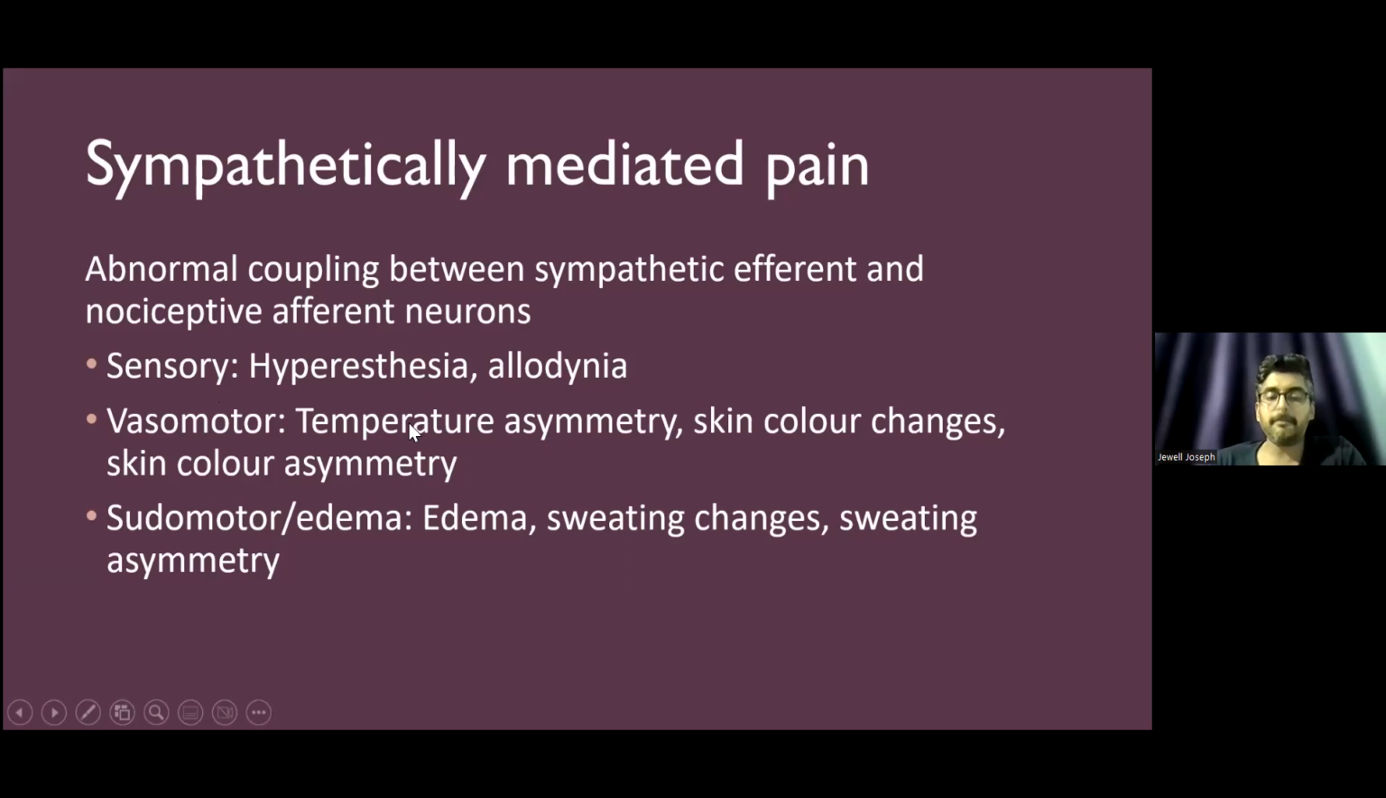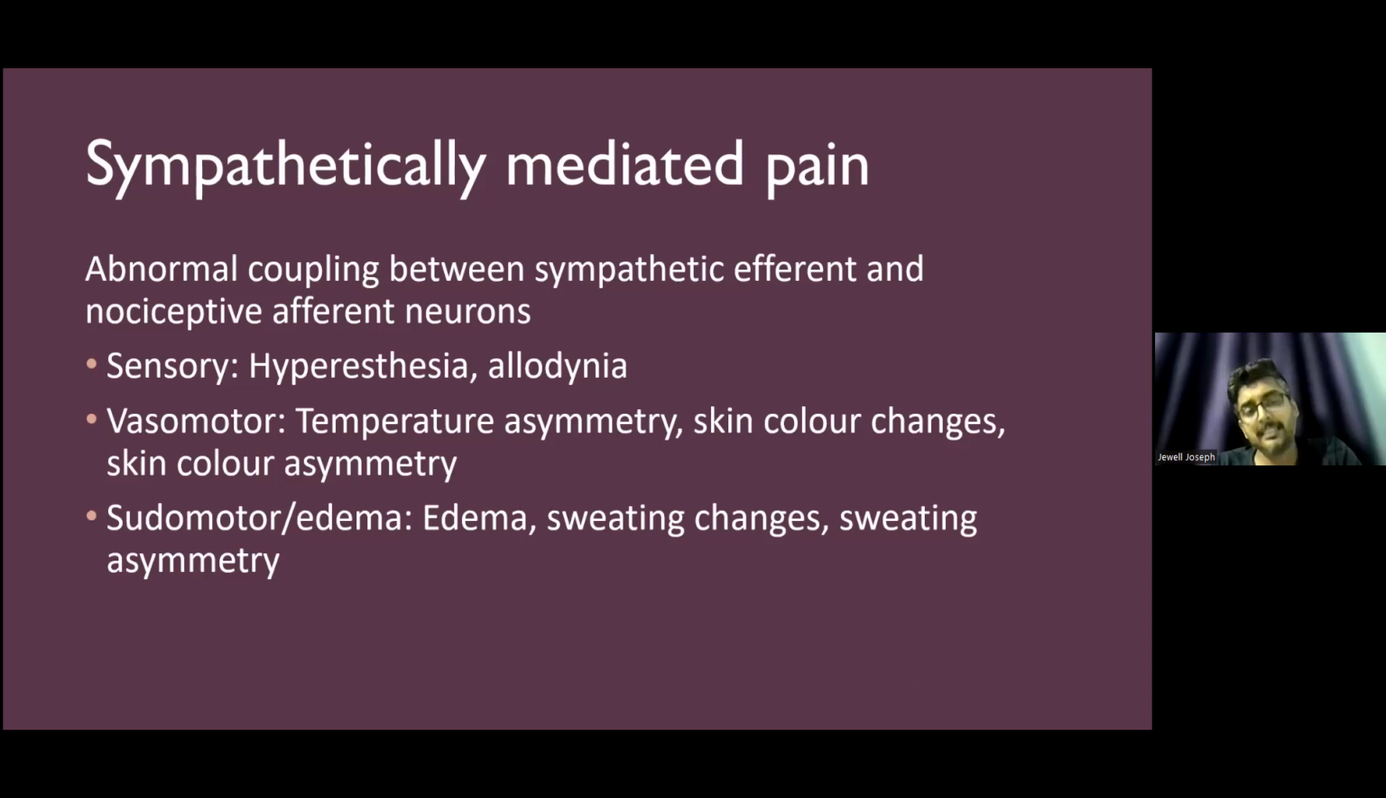Vasomotor symptoms like temperature asymmetry, skin color changes, and skin color asymmetry happen. Pseudomotor things like edema, sweating changes, and sweating asymmetry happen. So what happens here is there is a painful stimulus. In response to that, there is an abnormal sympathetic activation to that affected area.